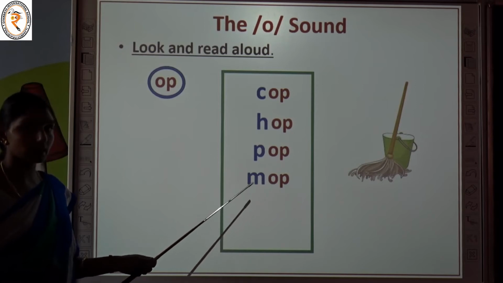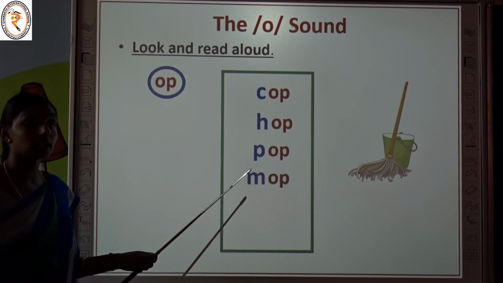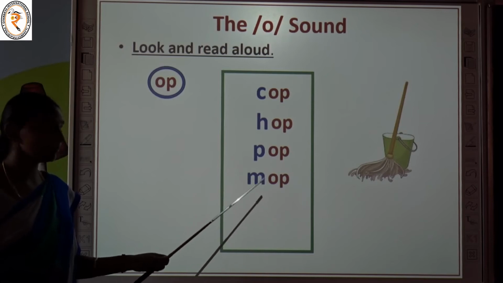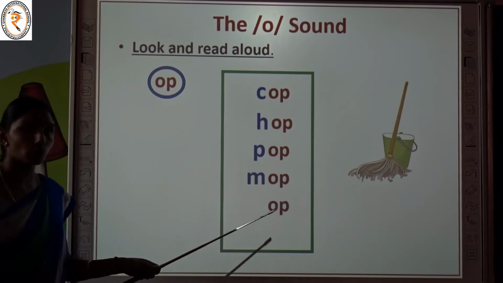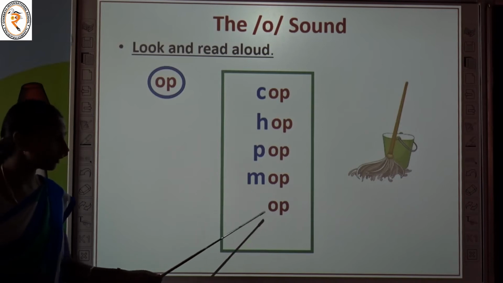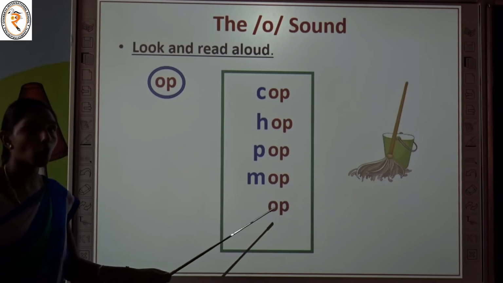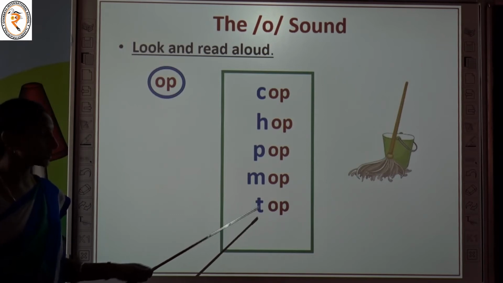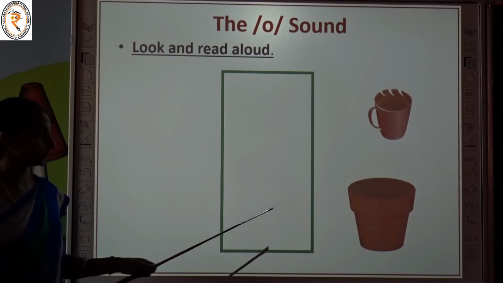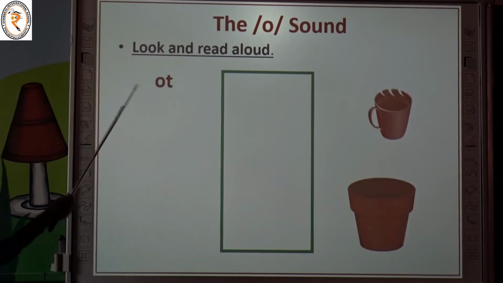Again we have pop, P-O-P. M is added. What is the sound of the letter M? Im. Im plus op, mop. Very good. Again we have OP. O for op, ip for P. Op. T is added. What is the sound of the T? Top.